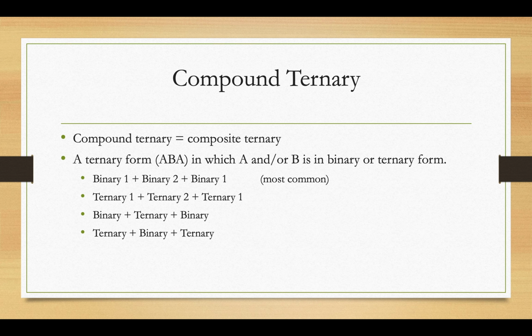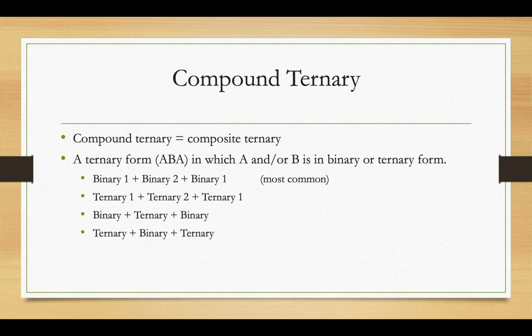So for example, the most common variant of this is you'll have a first little binary form, then a second binary form, and then at the end of the piece, it'll come back to that first binary form. So A, B, A, in which A is a binary form, B is a binary form, and then the return to A is a return to that original binary form.